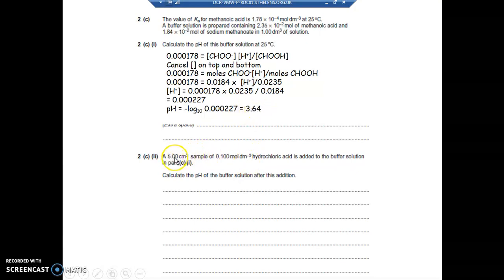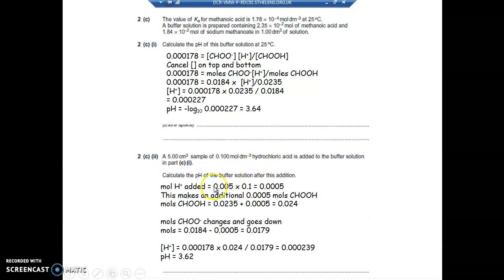Okay, what do I do first of all? Well, I've got 5 centimetre cubed. I've got a volume, which is 0.005 decimetre cubed, of 0.1 hydrochloric acid. I've got a concentration. So 0.1, the concentration, equals number of moles divided by 0.005 decimetre cubed. If I multiply these two together, I'll find out the number of moles of hydrochloric acid. That's got to be the first step. So number of moles of hydrochloric acid added, these two multiplied together, 0.005 multiplied by 0.1 is 0.0005.